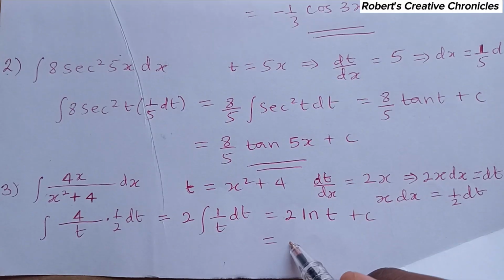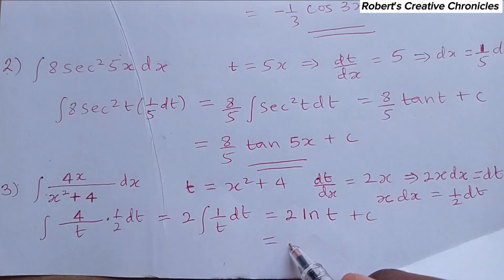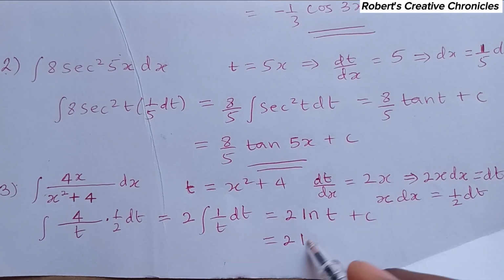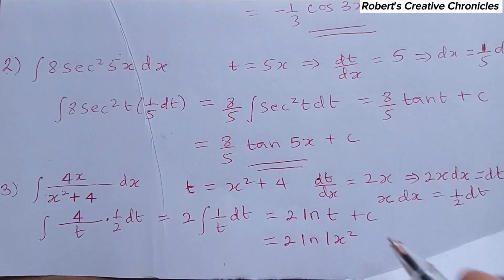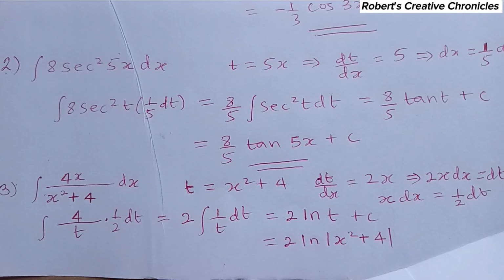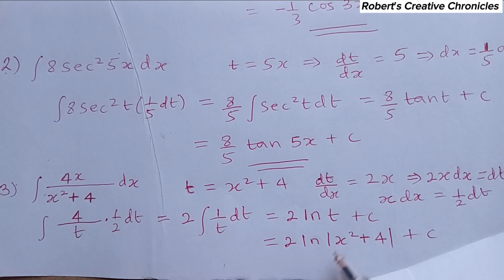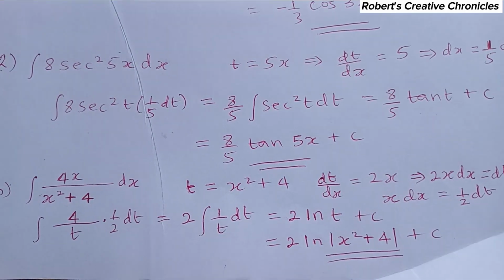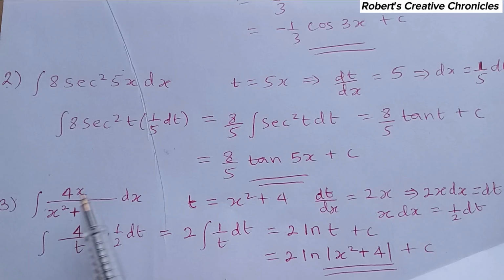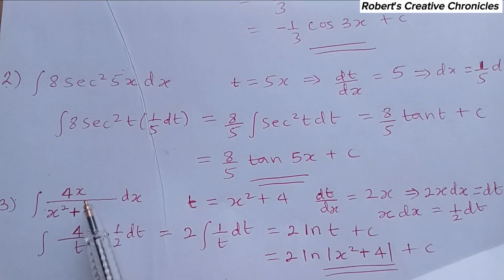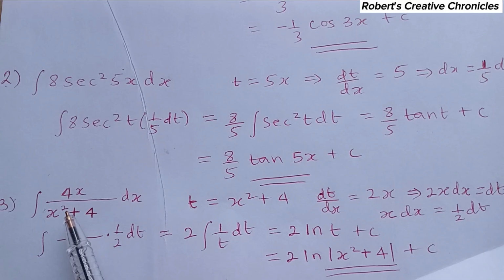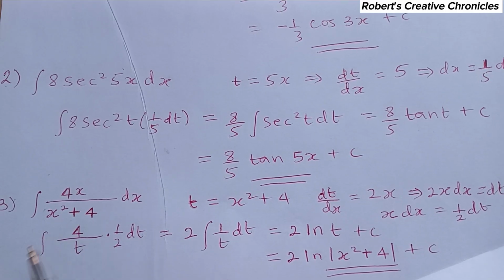So this becomes, what's t? t is x squared plus 4. So this becomes 2 ln of x squared plus 4, then plus c. So this is the final answer. So this is the integral of this function. And you can see that in this function, there's no way we can use direct integration to solve this. It's impossible. So it is only substitution that we can use here.